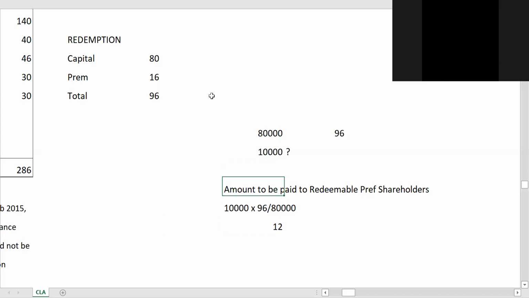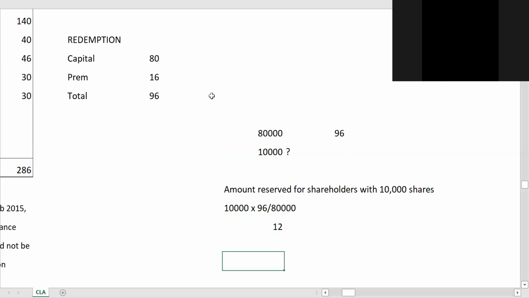This is not the amount paid. This is the amount reserved for the shareholder with 10,000 shares. This is the amount for 10,000 shares which we have calculated, right?